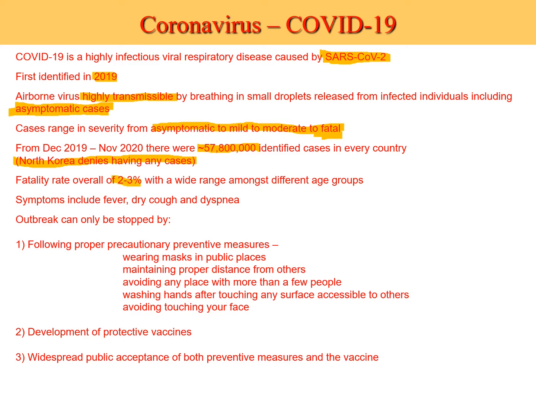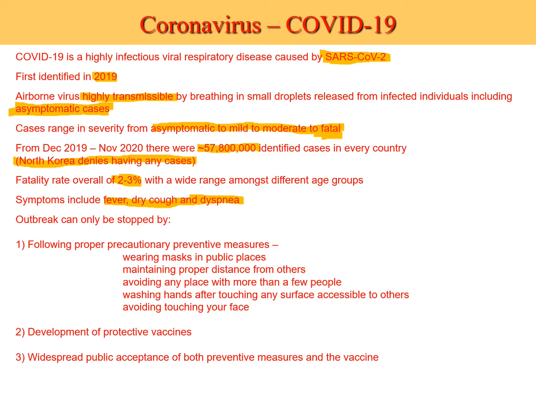Fatality rate is 2 to 3%, but when you're talking about such a widespread, highly infectious disease that so many people get, then 2 to 3% can be a significant amount. Particularly 2 to 3% of 58 million people. That's over a million. Symptoms include fever, dry cough, and shortness of breath, dyspnea. And the outbreak, this particular outbreak, can only be stopped by following three basic tenets.